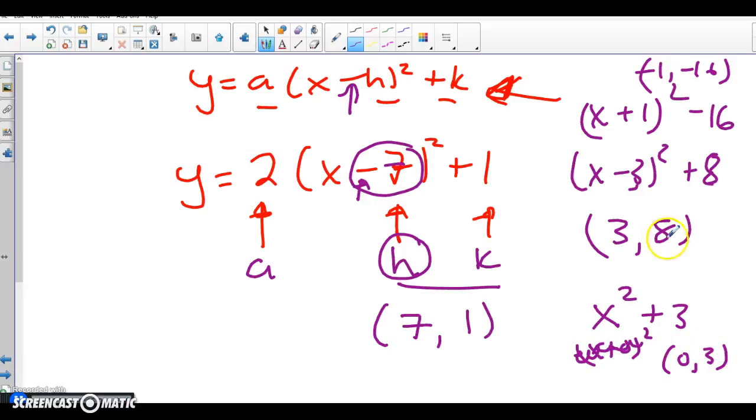So 0, 3. Also, you might have this, x minus 9 all squared, just like that. y equals x minus 9 all squared. So now change what's in the bracket, plus 9. And then there's nothing outside the bracket, so it's 0. So my vertex is 9, 0. Okay, so that's all that. So go through, let's just do a bunch more.